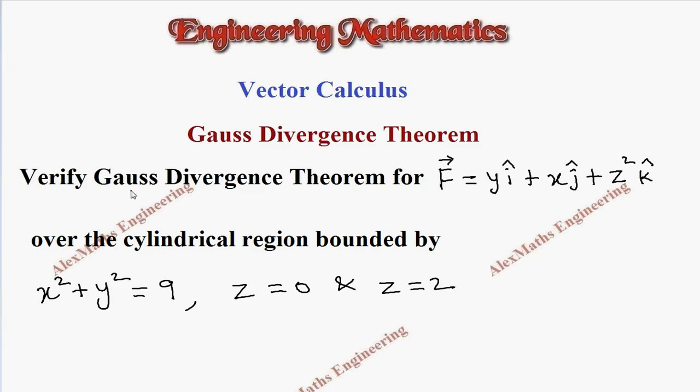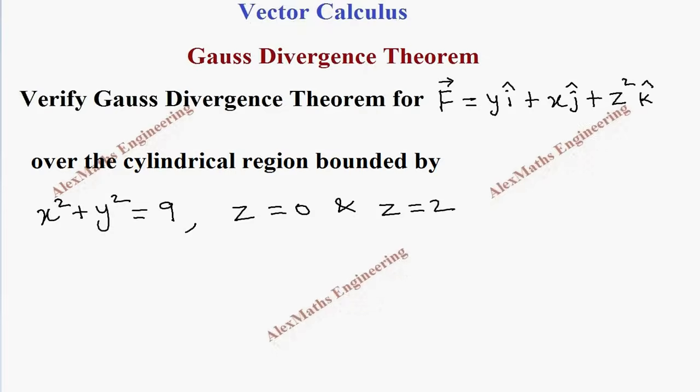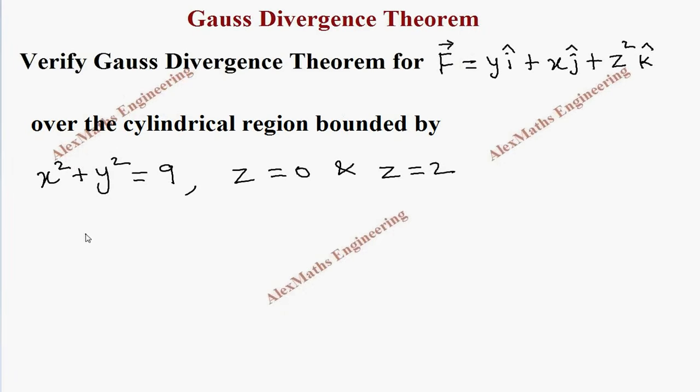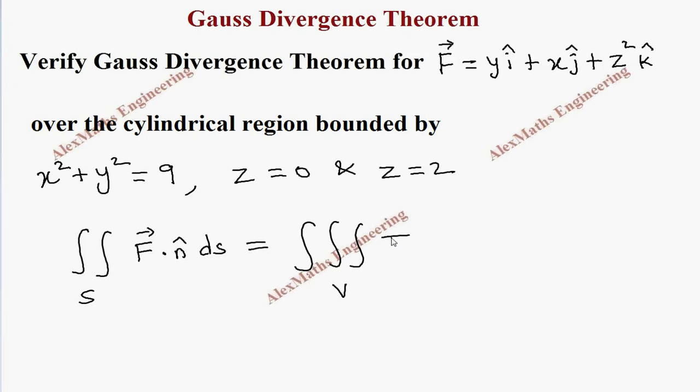In this video, we are going to verify Gauss divergence theorem for the given f vector over the cylindrical region bounded by x square plus y square is equal to 9, z is equal to 0 and z is equal to 2. Let's write the Gauss divergence theorem, which is double integral over the surface S f vector dot n cap ds is equal to triple integral over the volume V del dot f vector dv.